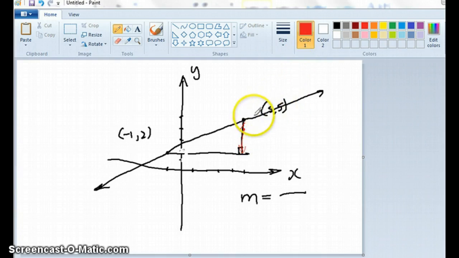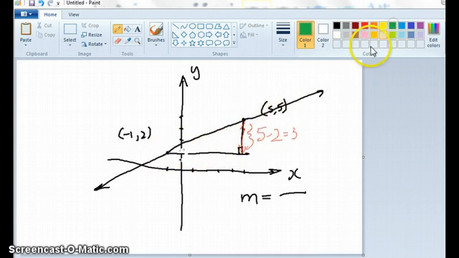Any ideas? Well, this is 5 high here, and this is 2 high here. So guess what this is? Well, it's got to be 5 minus 2 is 3, so it's 3 high. That's the vertical distance. Okay, what's the horizontal distance?